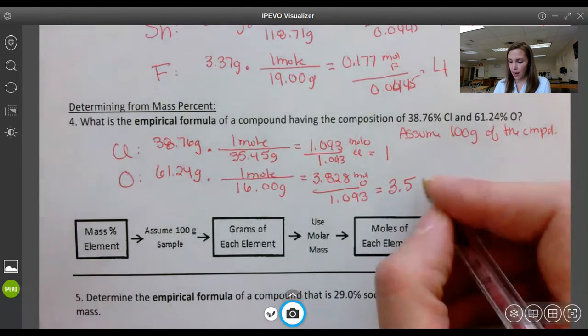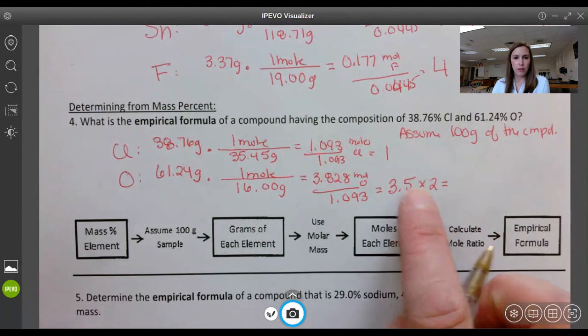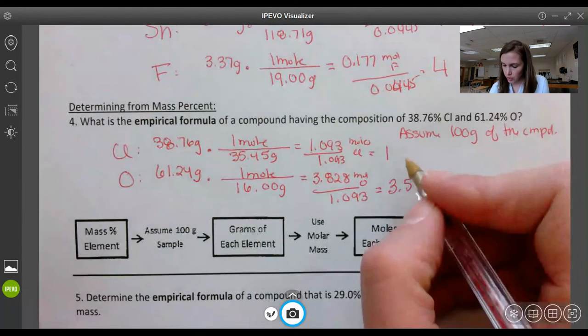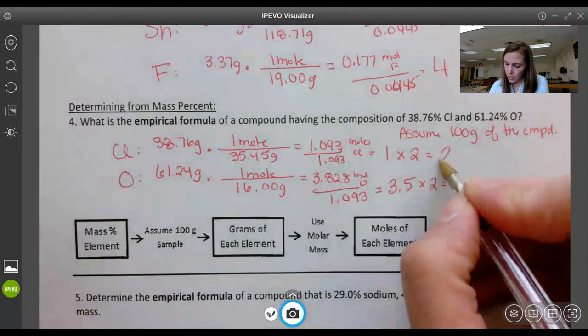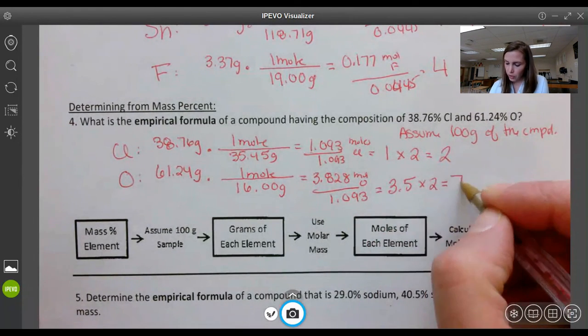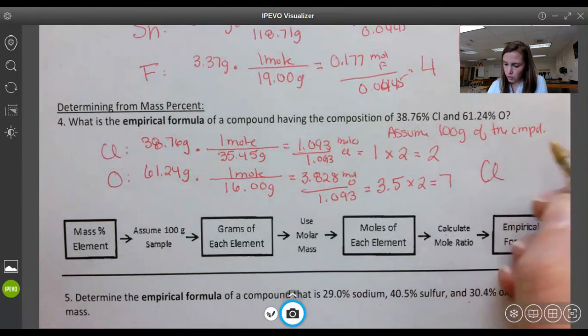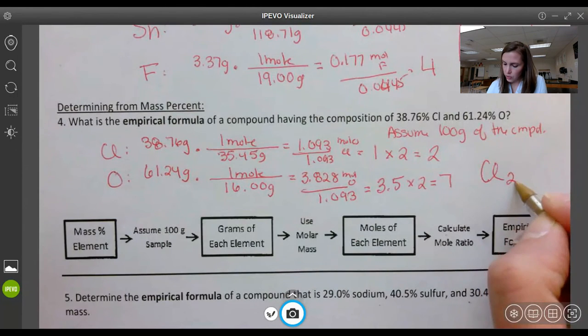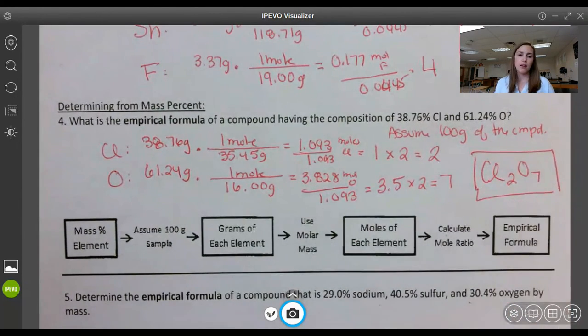So we have to get these into whole numbers. In order to do that, I'm going to multiply 3.5 by 2. Whatever I do to one, I have to do to any of my other subscripts here. So I'm going to have to multiply this also by my 2. When I do that, I get 2 moles of chlorine for every 7 moles of oxygen, which then is going to give me my formula. So Cl2O7, that would be my empirical formula based on this data.